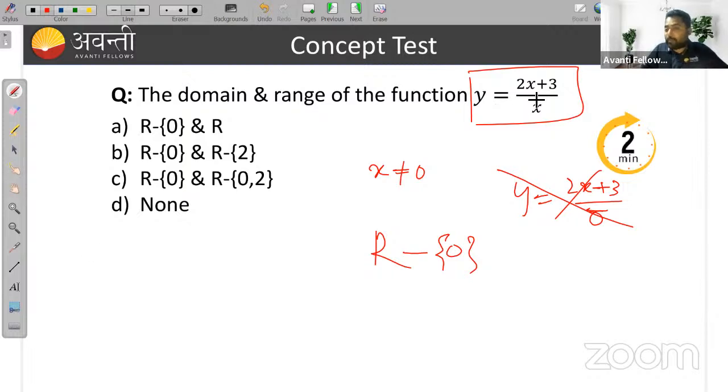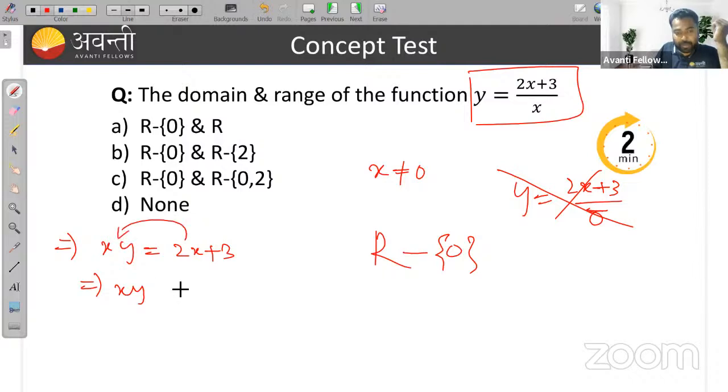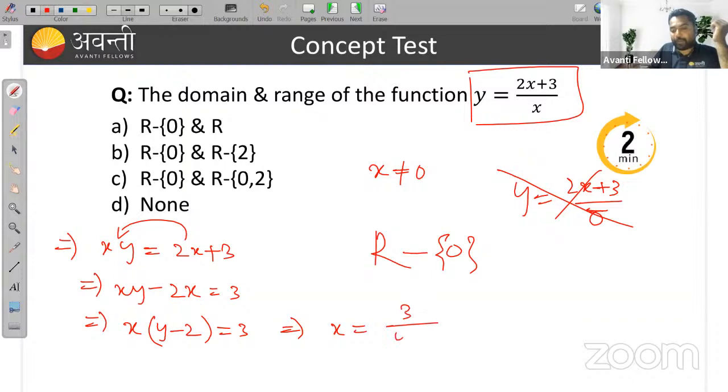So here already we have written y is equal to 2x plus 3 by x. So just cross multiply. Here I'm getting xy is equal to 2x plus 3, right? So see, if I take 2x to the left hand side, xy minus 2x is equal to 3. And if we take x common, then y minus 2 is equal to 3. Then we are getting x is equal to 3 upon y minus 2.